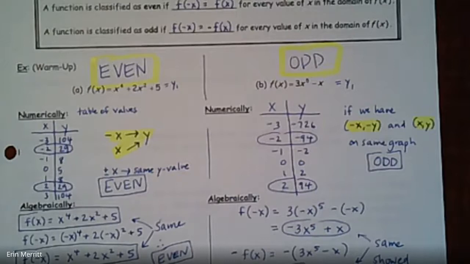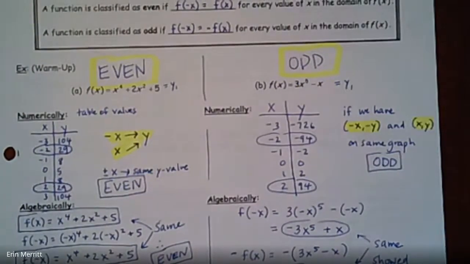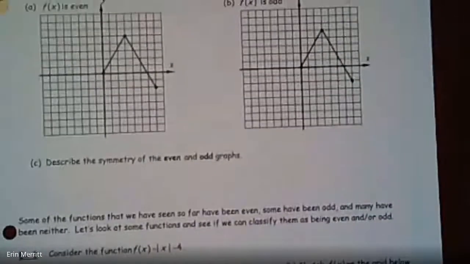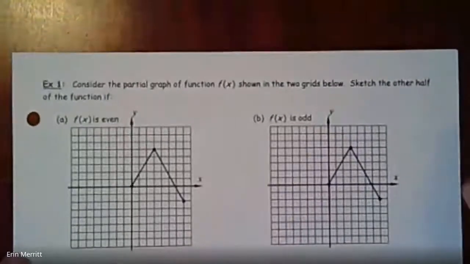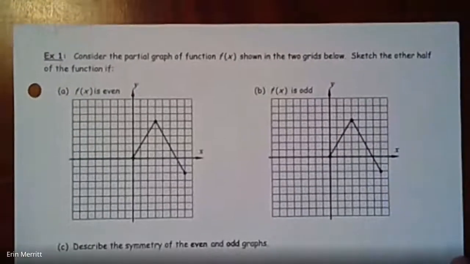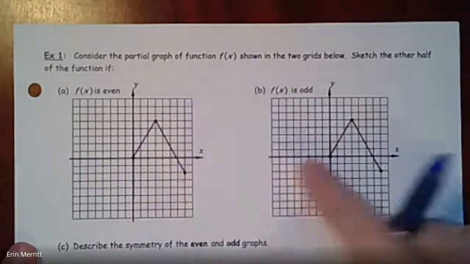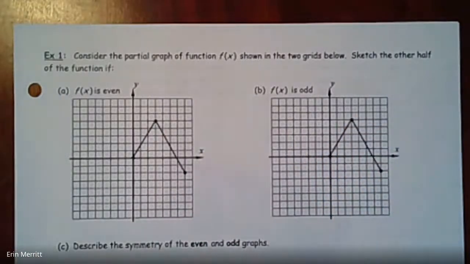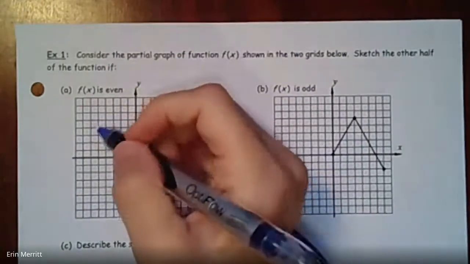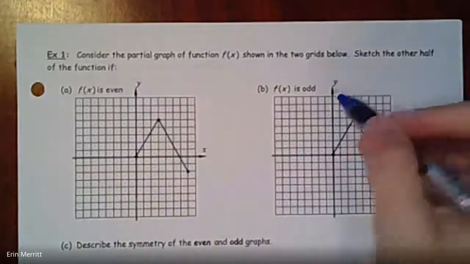So I know it took us a little while to get through that first page. What we're going to do is practice some together. We'll save the rest for the next time we're in class together. So let's jump on over to the next page. It says, consider the partial graph of the function f of x shown in the grids. So you have this little shape that almost looks like an absolute value, but it's probably just a piecewise. It's got little endpoints here. It says, sketch the upper half of the function if the function's even versus if it's odd.